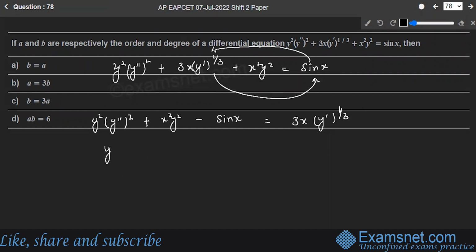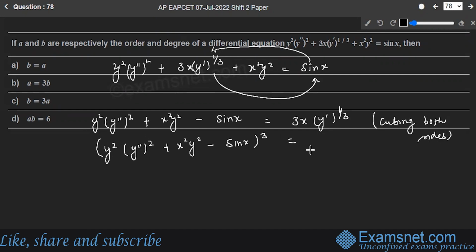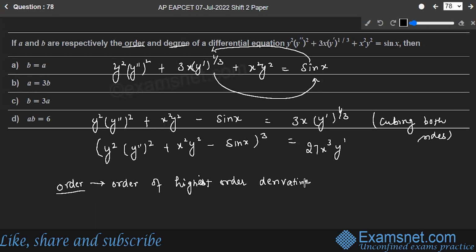So this can be written as y square y double dash square plus x square y square minus sine x, whole cube, is equal to the RHS cube, like you can say cubing both sides. So the RHS will become 27x cube y dash. Right. So now what do we want? We want the order and the degree of it. And what is order and degree? The order of a differential equation is the order of the highest order derivative in the differential equation, and the degree of the differential equation is the power of the highest order derivative of that differential equation, right?